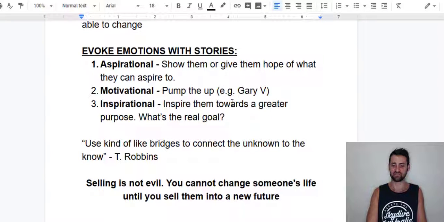Then there's motivational, which is like the Gary Vee style of content. He pumps people up and gets people really motivated. Or there's the inspirational, where you're aspiring them to a greater purpose. In your content, this might be helping them identify what their real goal is. In the affiliate marketing or making money online space, is the goal really to make more money? Is the goal really to hit $10,000 per month, or is it something else? Is it what they're actually able to do with that money?